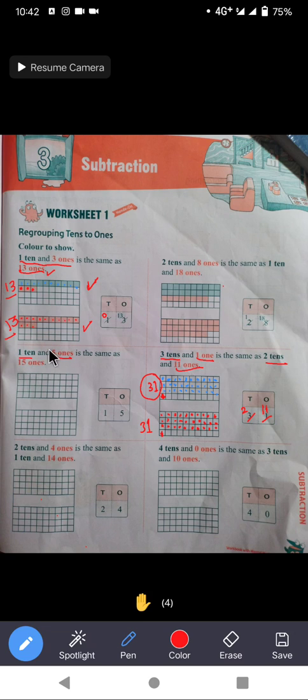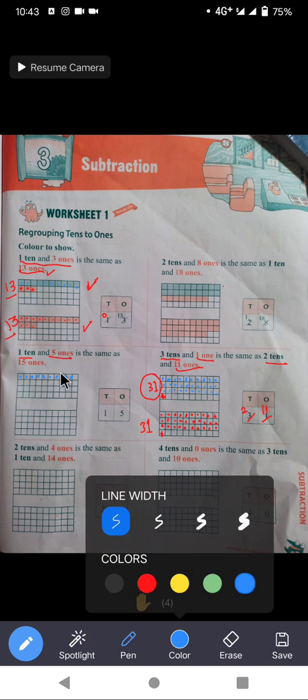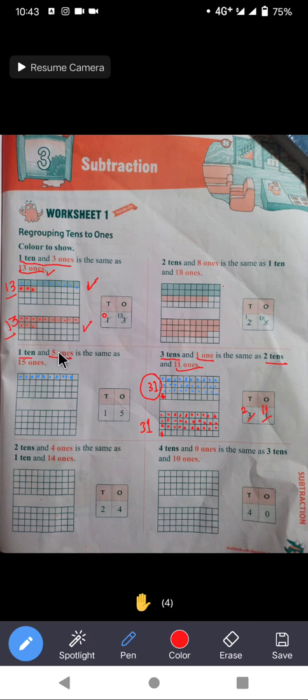So first we will fill the squares in this. Okay, so we have 1 ten. 1 ten means 1 ten equals 10 ones. So 10 we will fill with the blue color here. Okay, 1 2 3 4 5 6 7 8 9 10. Now we have 5 ones. So now 5 ones we will fill with red color. Okay, 1 2 3 4 5 squares we have to fill with red color. Now count total: 1 2 3 4 5 6 7 8 9 10 11 12 13 14 15. Okay, so here we have filled 15 squares.